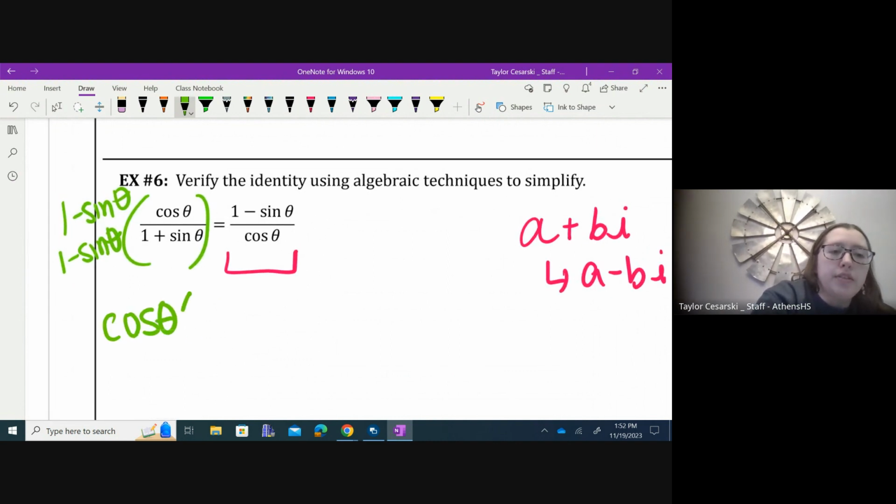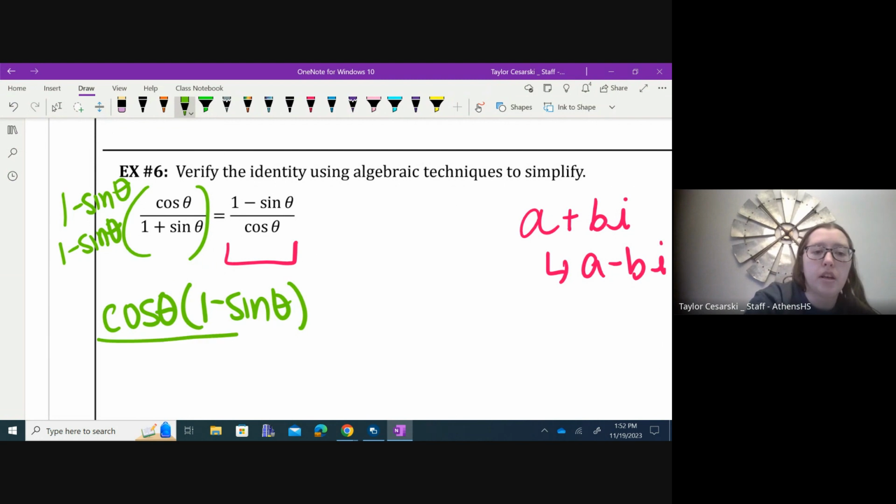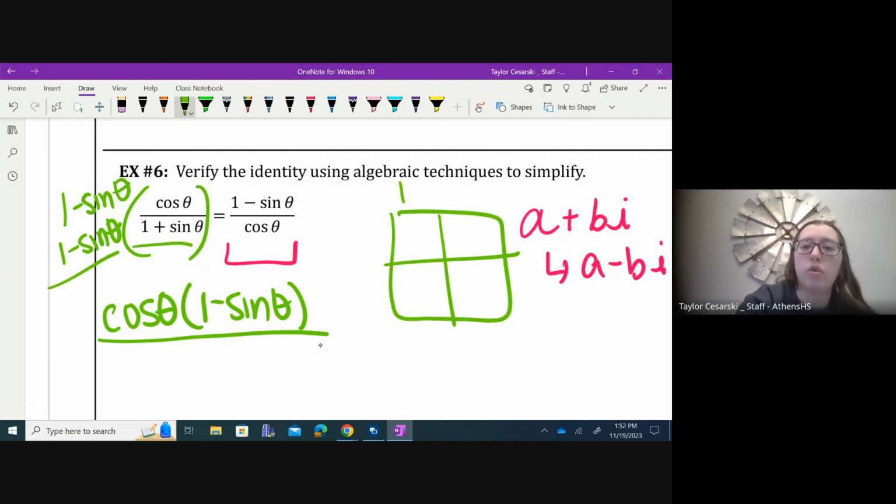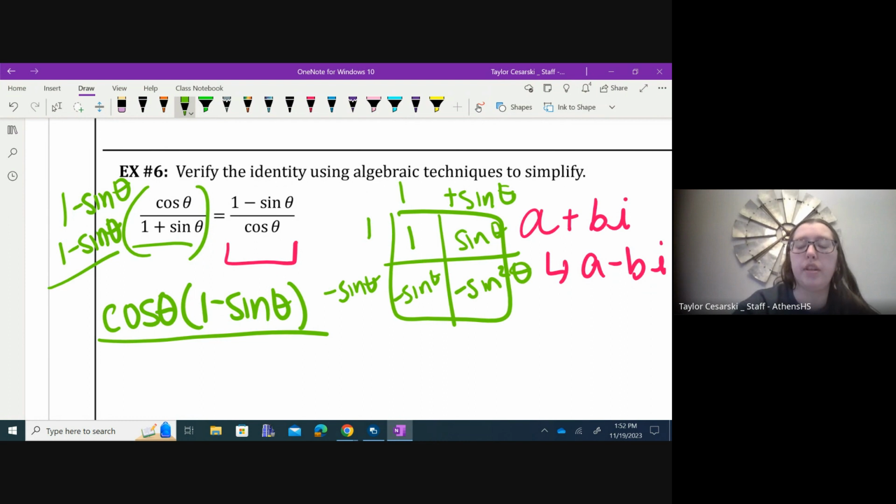So cosine of theta times 1 minus sine of theta. Again, I'm not touching the right side. I'm just going to show that it equals that at the end. And then I need to multiply these two things. So let's make a little box. 1 plus sine theta, 1 minus sine theta, gives me 1, positive sine of theta, negative sine of theta, negative sine squared of theta. So I end up getting 1 minus sine squared of theta, because the sine and the negative sine would cancel out.